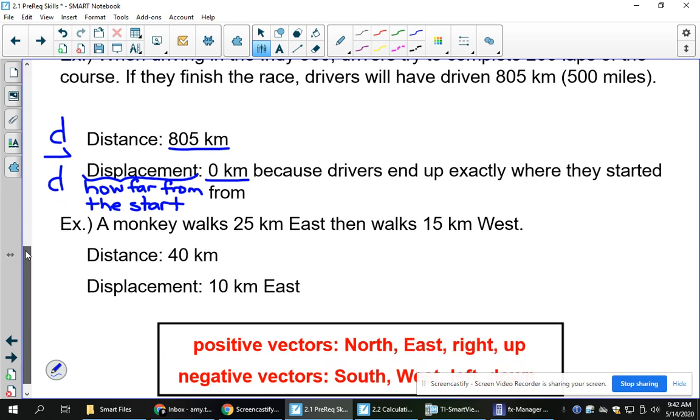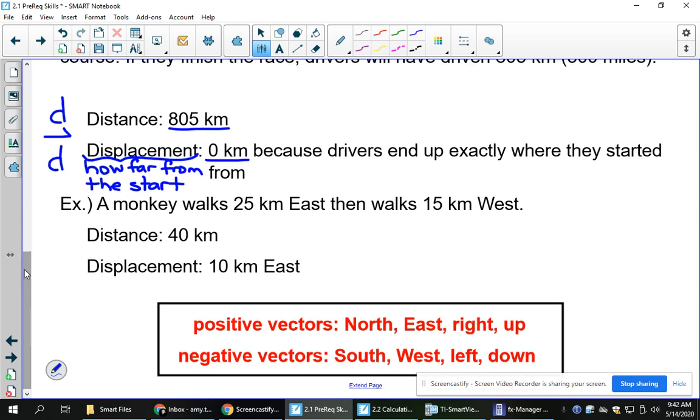Okay, let's try another example. A monkey walks 25 kilometers east and then walks 15 kilometers west. The distance, the scalar that they walk is, they went 25, they went 15, add them together, you get 40 kilometers that these monkeys have walked. What about the displacement? That's a vector. Direction matters. So if they go east and then they go back west, they really don't end up that far away from where they started. Let me do a diagram of this.